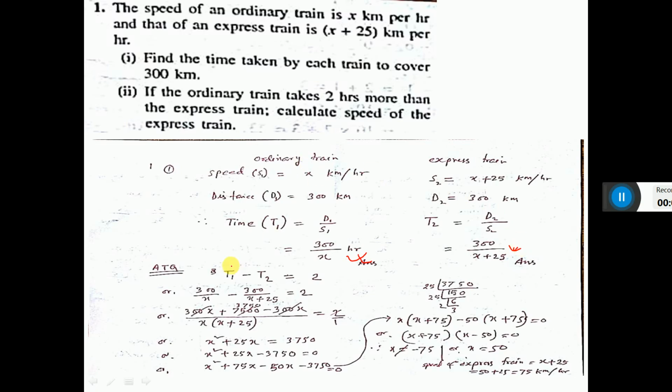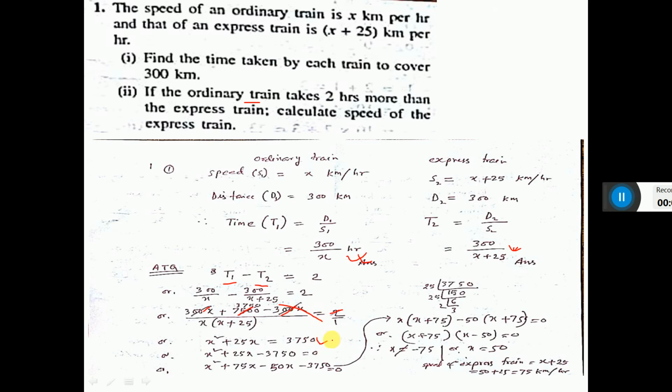Now, according to the question, the ordinary train takes 2 hours more than the express train. So the ordinary train's time minus the express train's time equals 2 hours. Put t1 value 300 by x and t2 300 by x plus 25. Now do LCM. This is 300x plus 300 into 25, then 300x minus, it will cut. Now only 7500 numerator is left, and on this side only 2. So you cut by 2, 3750. Now do cross multiplication.